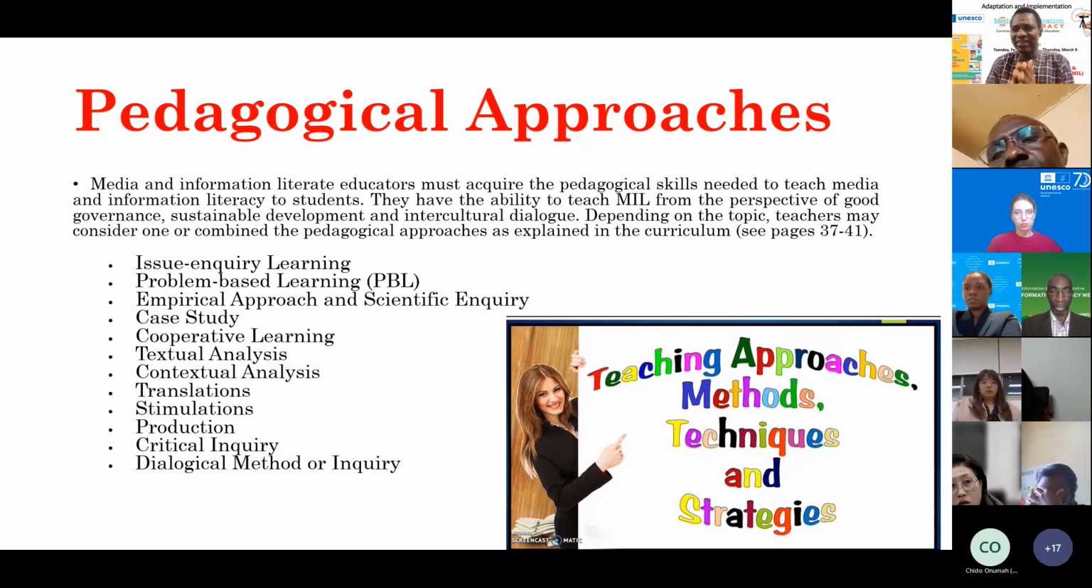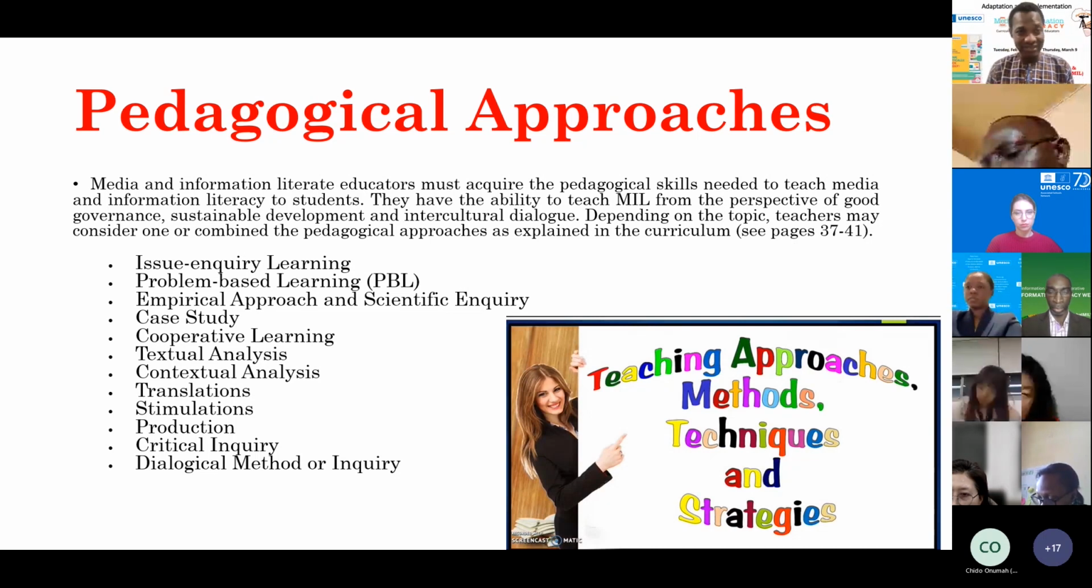Now, the method, which is pedagogical methodologies. And this is where you have issue learning, issue inquiry learning. People inquire and they ask questions. Case studies: you can bring case studies from different regions, from different sides of the world, from whatever happened in your system.